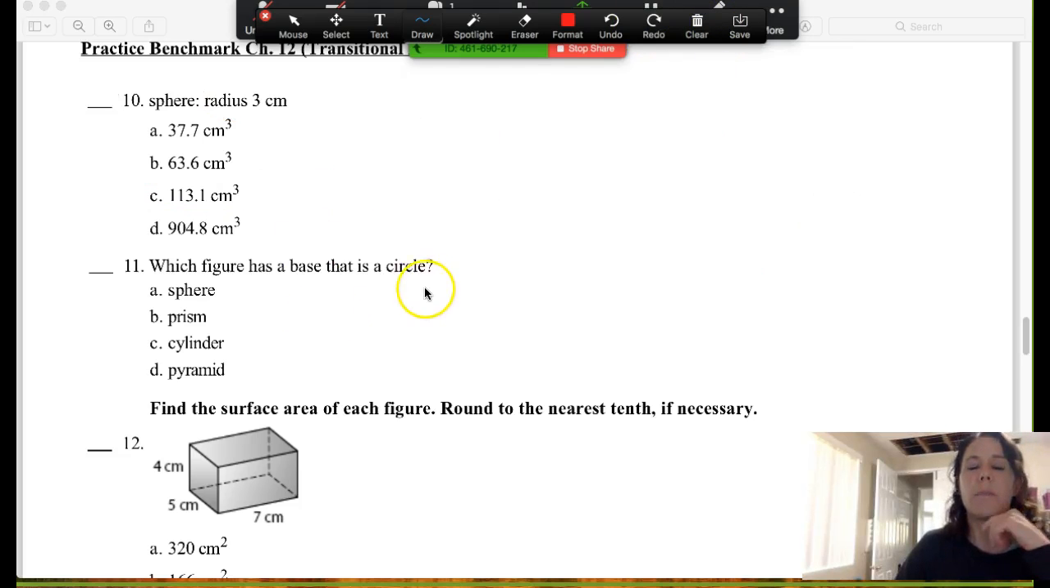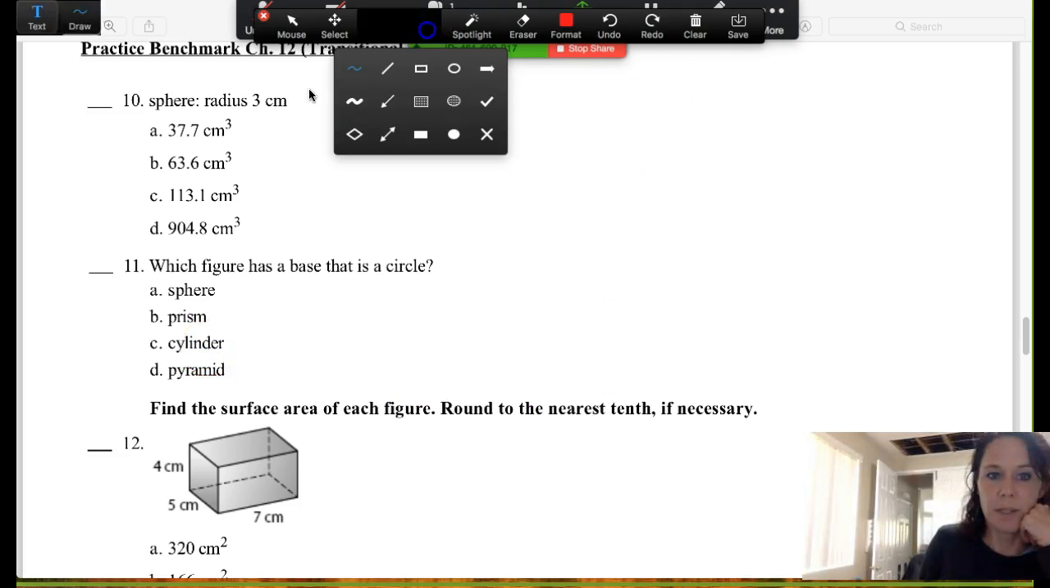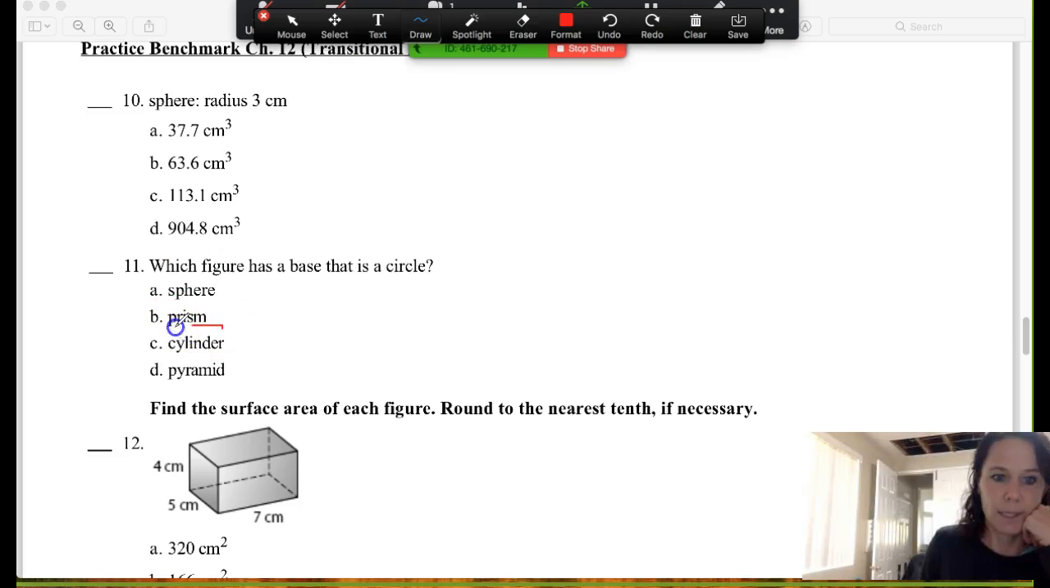Which figure has a base that's a circle? Well, a sphere doesn't really have a base. It's a globe. A prism, that's like this, no. Pyramid, well, no, because a pyramid has a square or a rectangle base. If it didn't, it would be a cone. So a cylinder has a base that's a circle. C again.